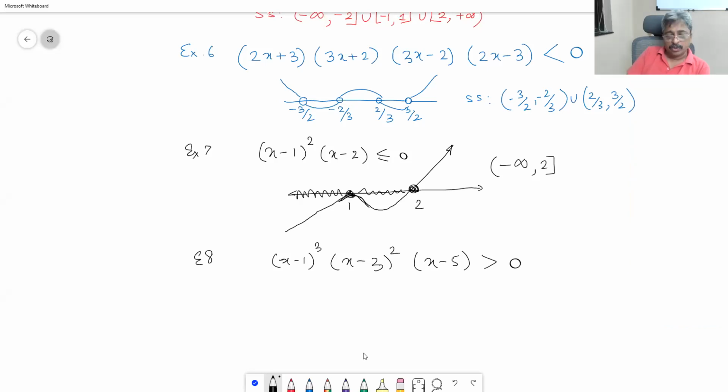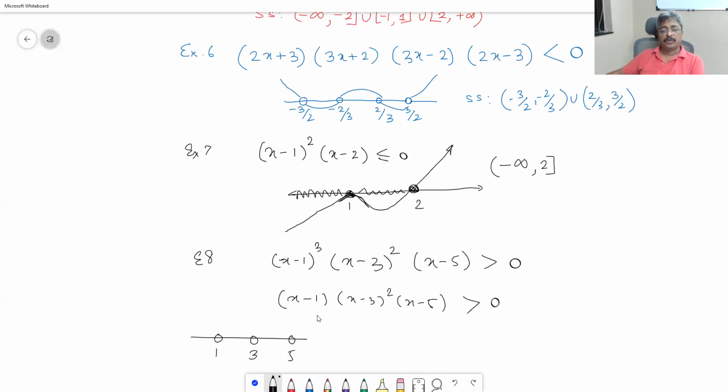Now there is a square, so I can actually ignore this x minus 3 bracket square. So I can take it as x minus 1, x minus 5 greater than 0, because this is positive. x minus 3 bracket square, if I ignore it, is positive. Not necessary that every time you can ignore, but in this case I can. Critical points are 1, 3, 5.